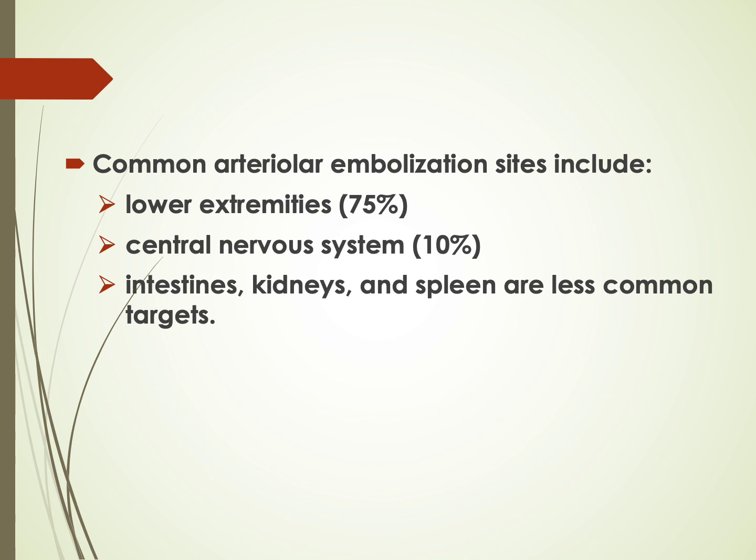The common arteriolar embolization sites include first, lower extremities. So, here in the systemic emboli, the lower extremities are the most common embolization site, accounting for 75%. Also, the central nervous system accounts for 10%. Intestine, kidneys, spleen are considered less common targets.